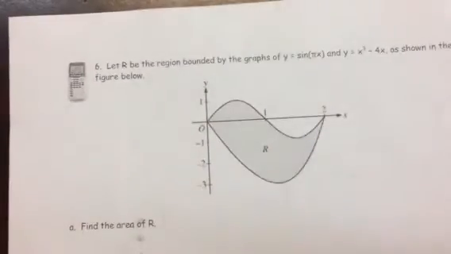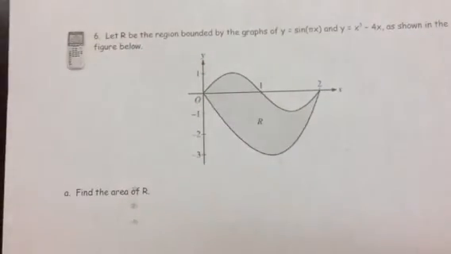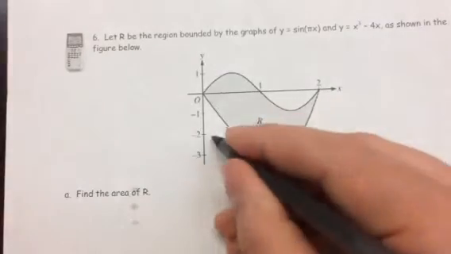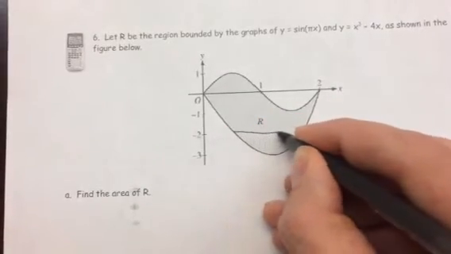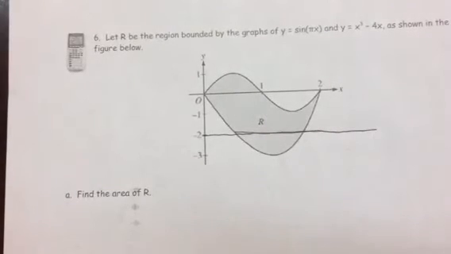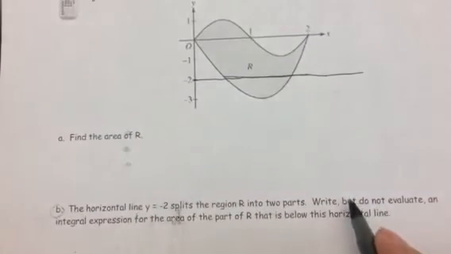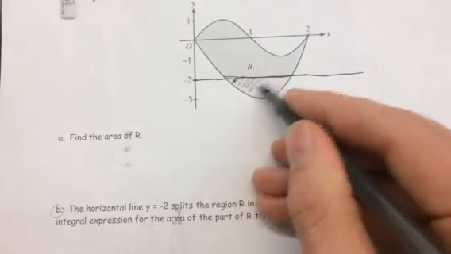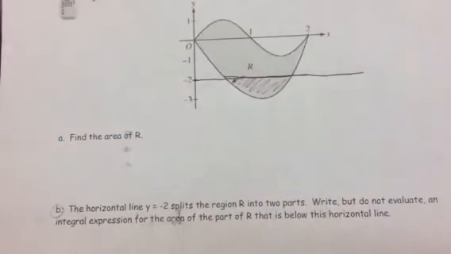All right, let's do a couple on the back that are a little bit weird. Here we've got this region. This was a free response problem. I'm not going to do A. I think you should be able to do A already. B says the horizontal line y equals -2 splits the region R into 2 parts. Write, but do not evaluate, an integral expression for the area of the part of R that is below this line. So they're talking about this area right here.